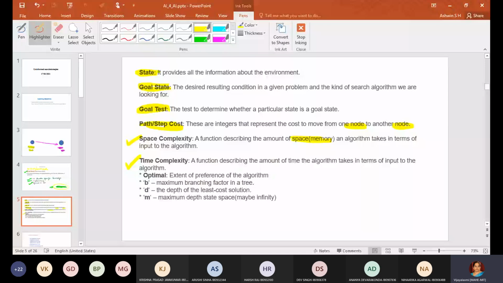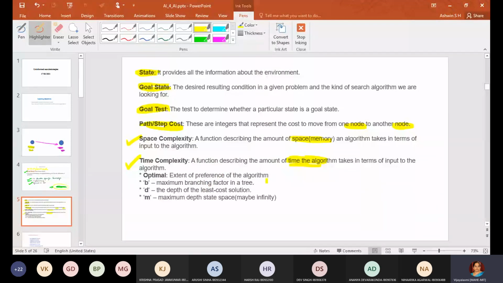When it comes to time complexity, it's a function describing the amount of time the algorithm takes in terms of the input to the algorithm. Then optimal. Of course, whenever we design something, we say whether it is optimal or not.